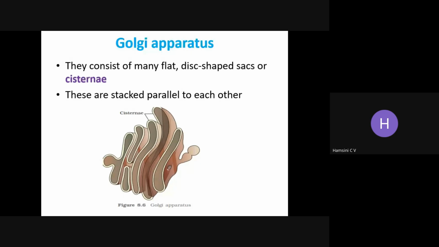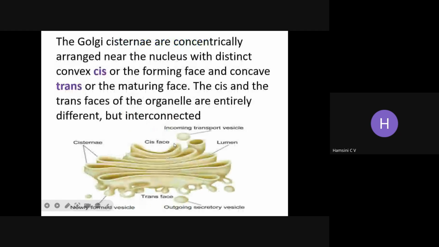See, this kind of face, which is a concave face. Sorry, convex face. So this is the convex face. This is called the cis face. This is the concave face, which is called the trans face. So this is called the forming face and this is the maturing face as well. See, can you see this vesicle? It is shown as the incoming transport vehicle. Where is it coming from? Ma'am, ER.